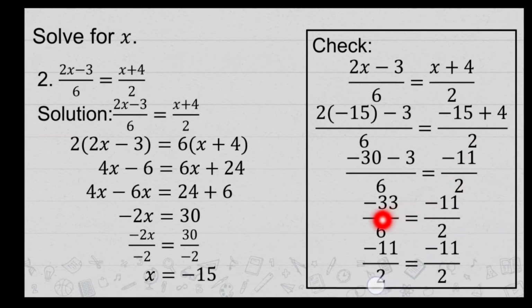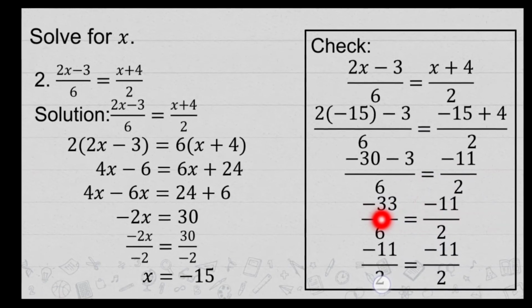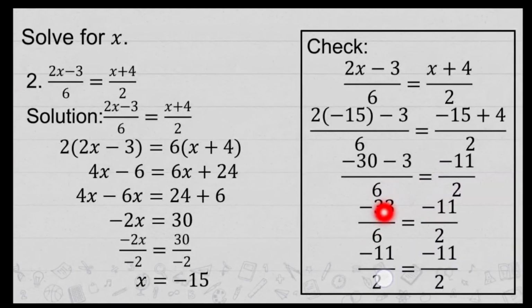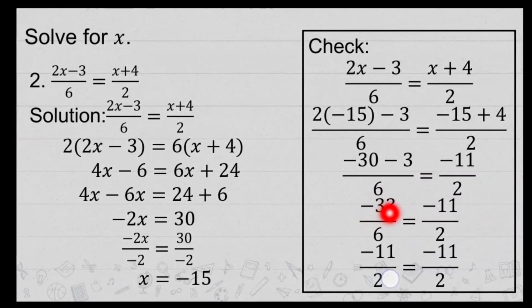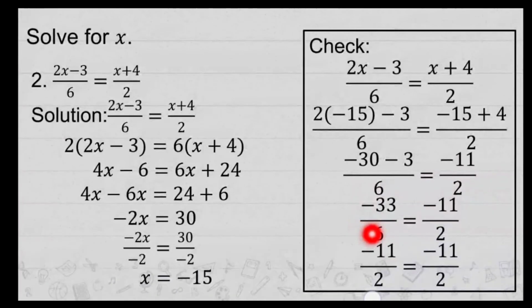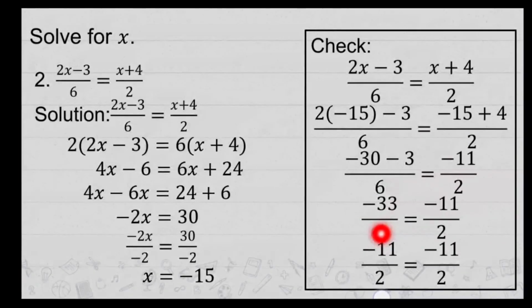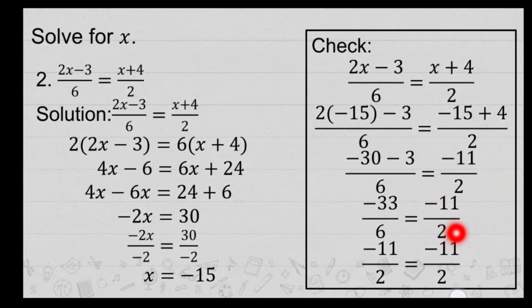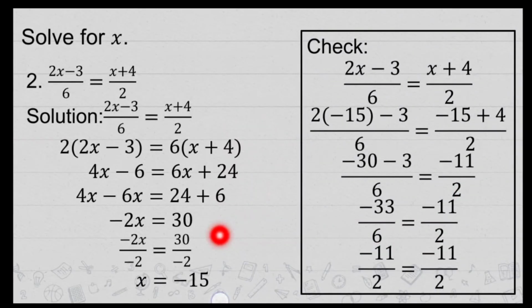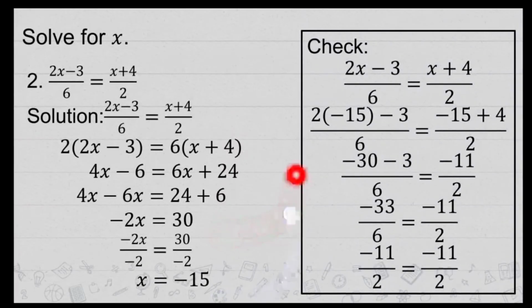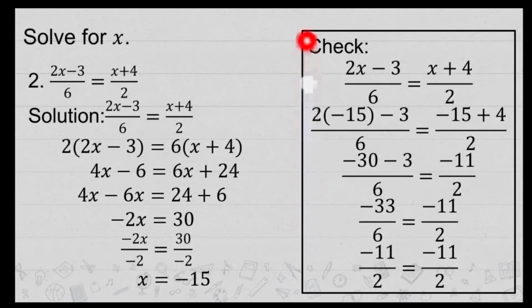So copy. Then, negative 33 divided by 6, we can find its lowest term, wherein the common factor is 3, okay? Because 33 and 6 are divisible by 3. So, negative 33 divided by 3 is negative 11, and 6 divided by 3 is 2. Now, we will be having negative 11 over 2 is equal to negative 11 over 2. Therefore, they are true. This answer or solution, x is equal to negative 15, will make this equation true. Okay? So, it is obvious based on our checking.